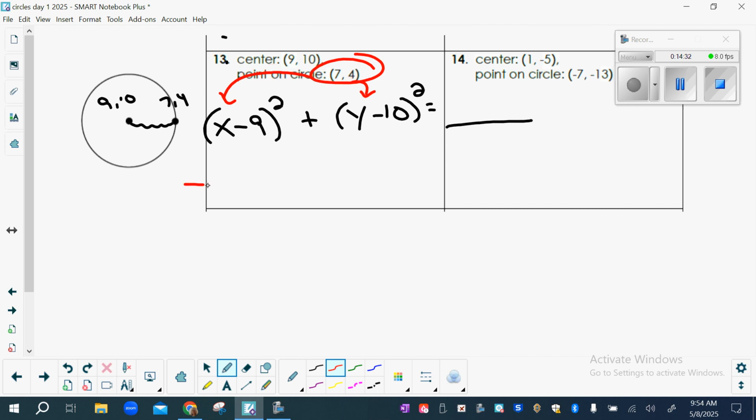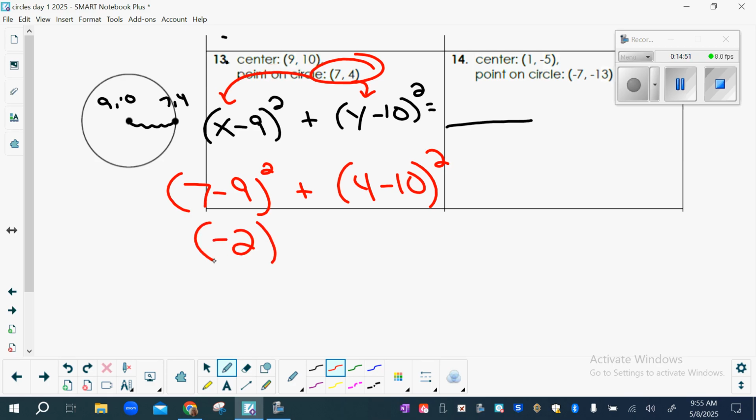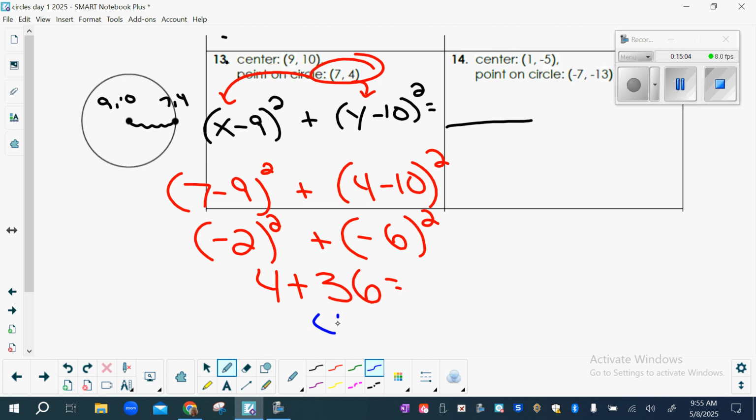So here I go. 7 minus 9 squared plus 4 minus 10 squared. Did I lose anybody? You're like, hey, you're just plugging in the weird random point. Let's keep going. Negative 2 squared plus negative 6 squared. Yay. Last thing, 4 plus 36, and that equals 40.